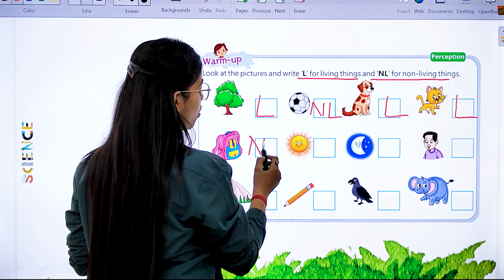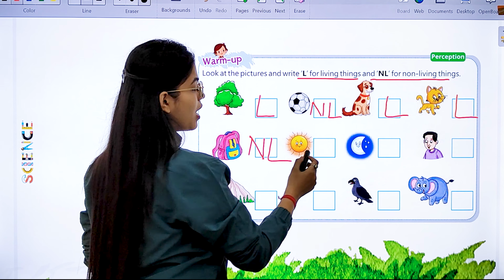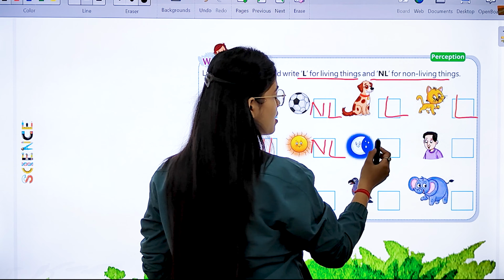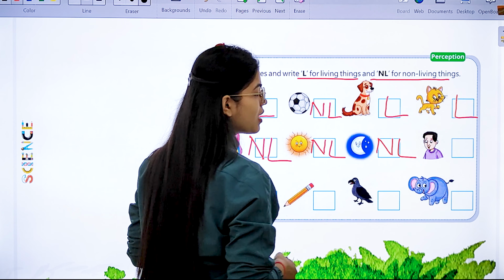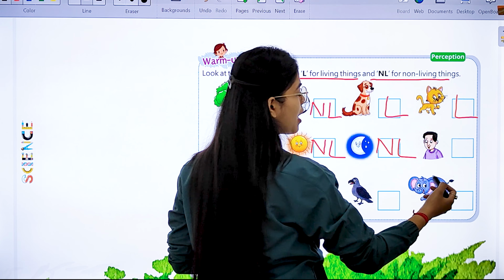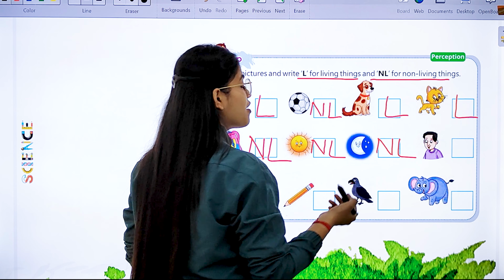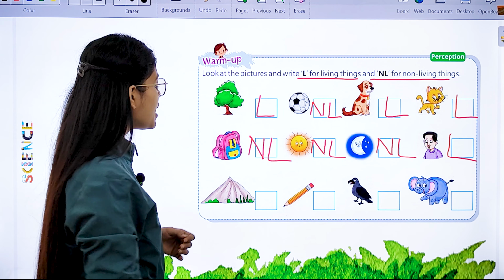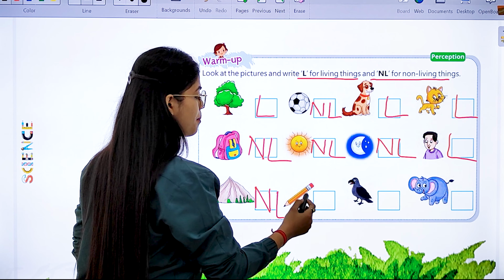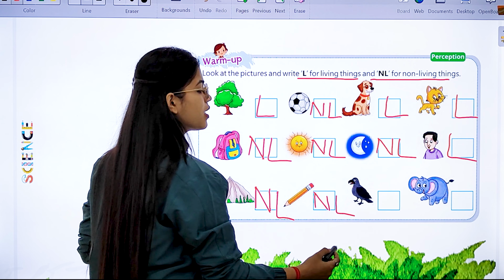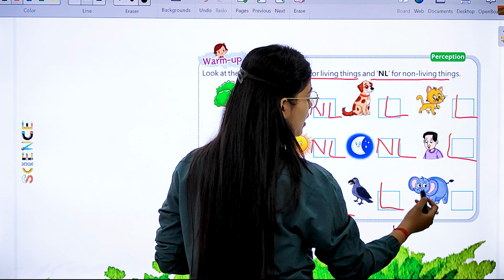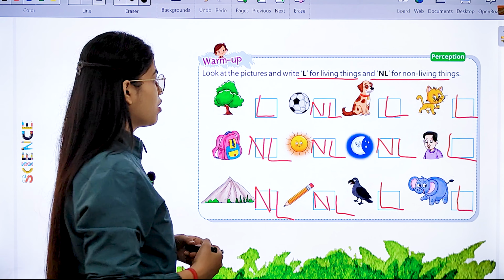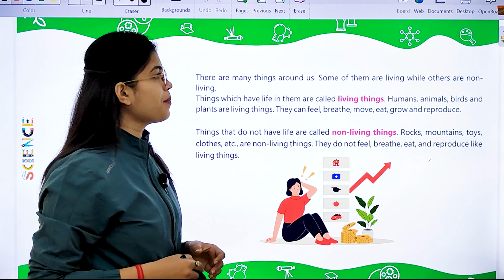This is a non-living thing. Sun, again a non-living thing. This is moon and stars, again non-living things. He is a man. That means a person, a human being which has life. Therefore, it is a living thing. Mountains, non-living thing. Pencil, non-living thing. Bird, living thing. Elephant or animals are living things. Alright. Now let's proceed with the chapter.